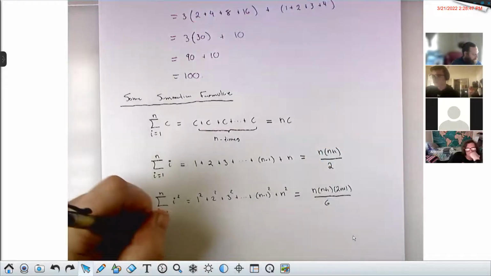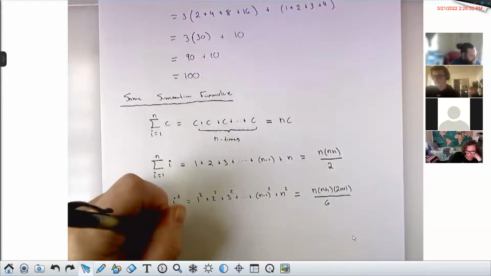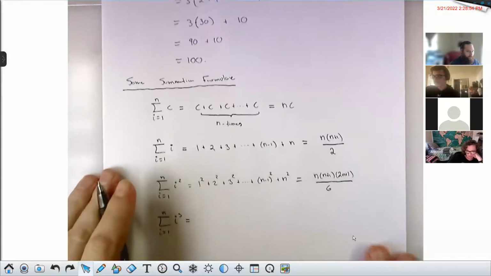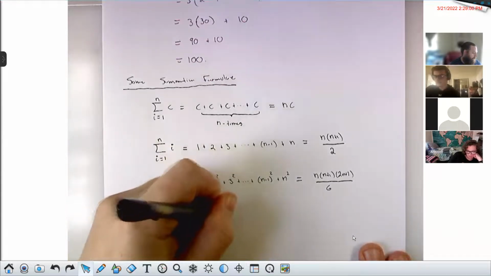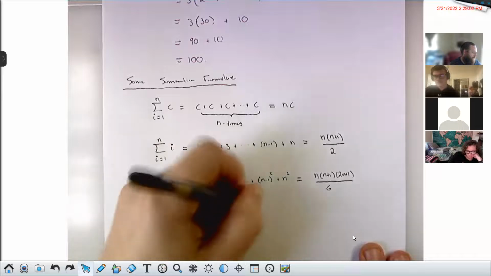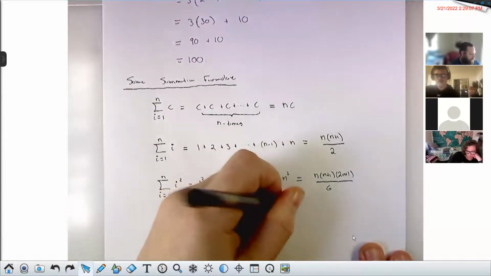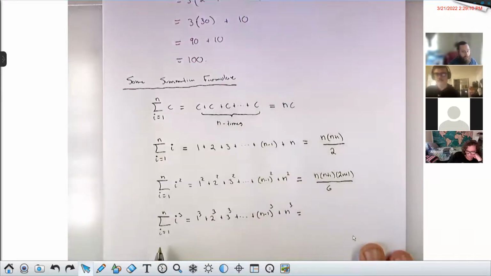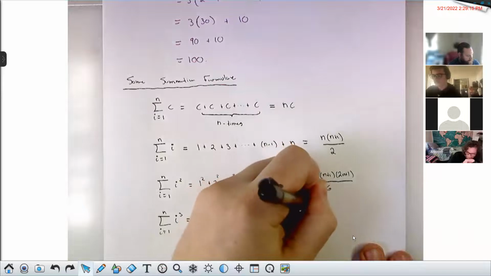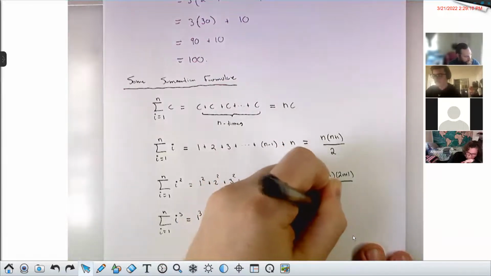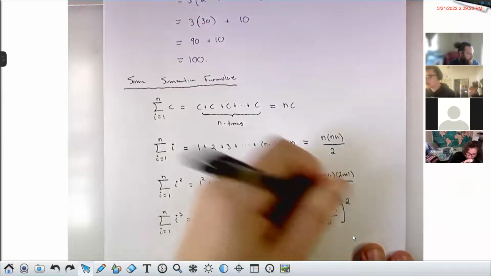And the last one is the formula for the sum of cubes, which is also quite cute. This is going to be 1 cubed plus 2 cubed, or 8, plus 3 cubed, or 27. Second to last term being n minus 1 cubed, very last term being n cubed. This turns out to be the square of this, which is pretty cool. So you take n times n plus 1 over 2, that whole thing, and square it.